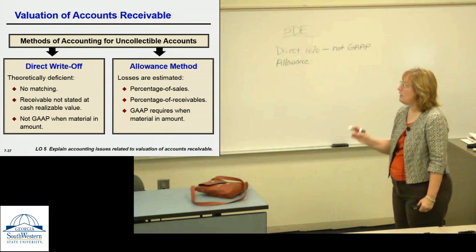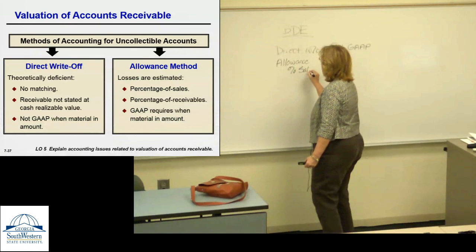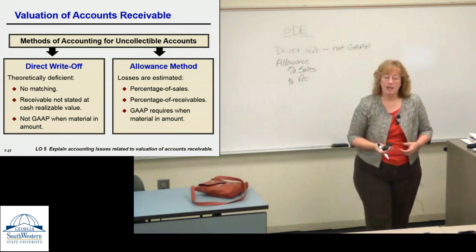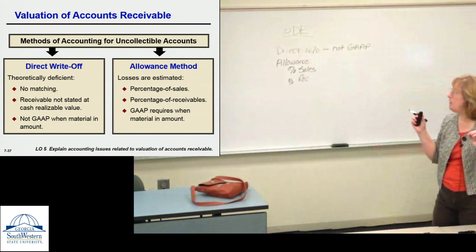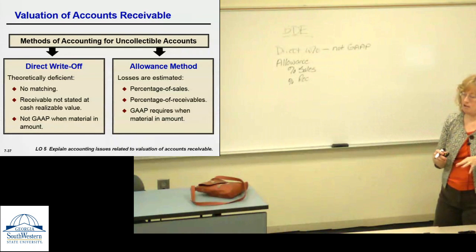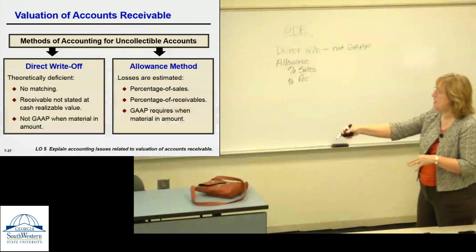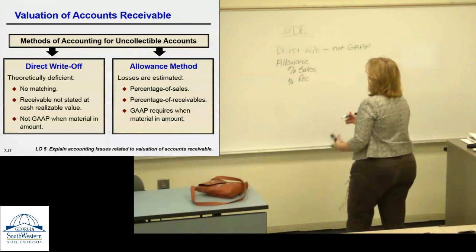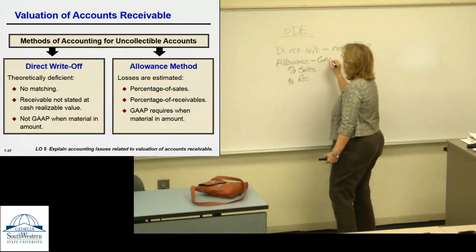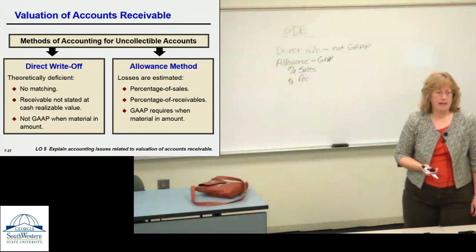Okay, so under the allowance method, you can either use the percentage of sales or the percentage of receivables. Okay, so in the allowance method, you estimate your losses in a more current period, before they actually become bad debts, okay? So this method is GAAP. The allowance method is GAAP. So what do we mean by that?